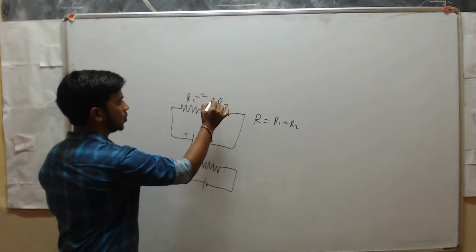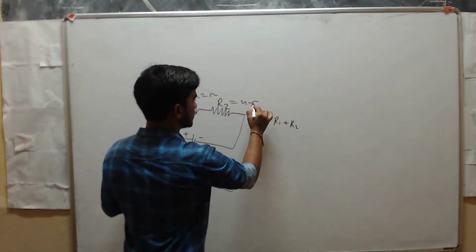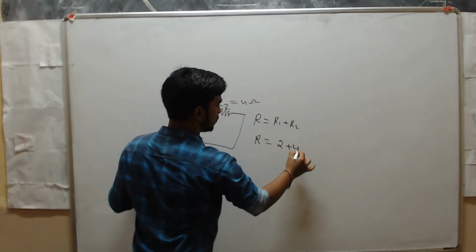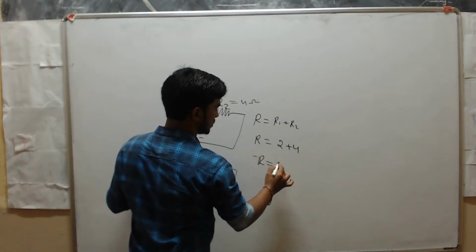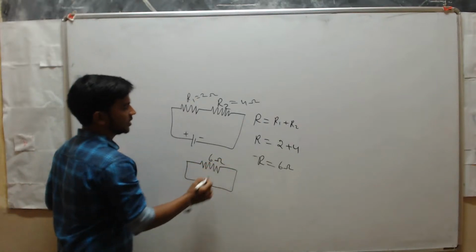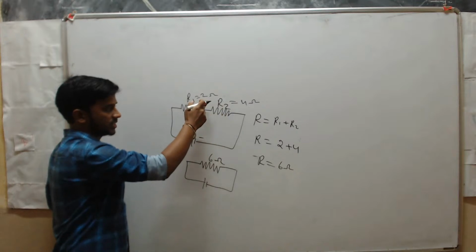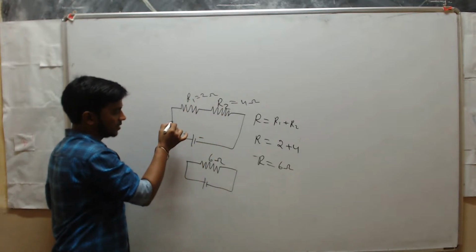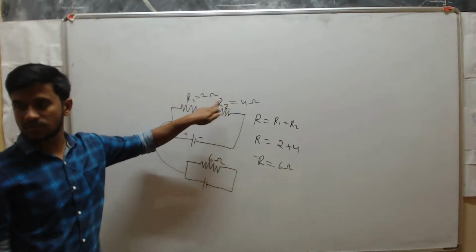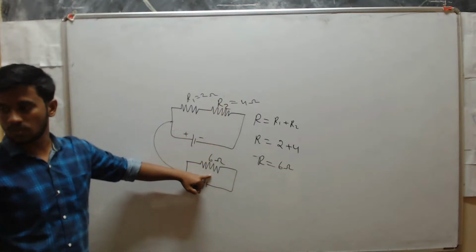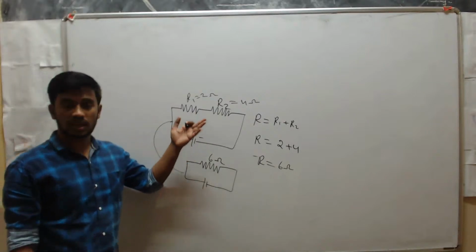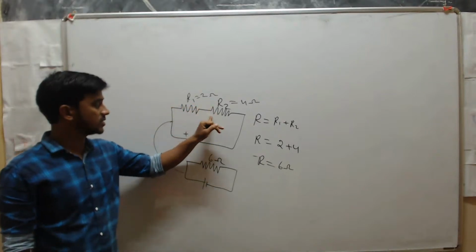Suppose this is 2 ohm and this is 4 ohm. Just add: R equals 2 ohm plus 4 ohm, that is R equals 6 ohm. Correct? So now it will become 6 ohm. Instead of using 2 ohm and 4 ohm resistors like this, if you use 6 ohm, both are the same. Instead of these 2 ohm and 4 ohm, if you use 6 ohm, you will get the same answer. Solving the circuit means you are making the resistors as one.